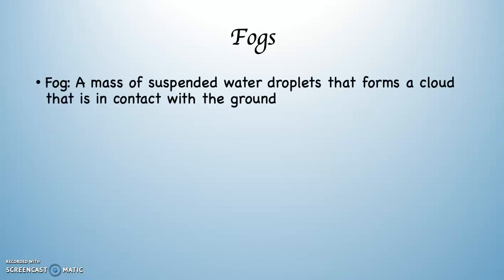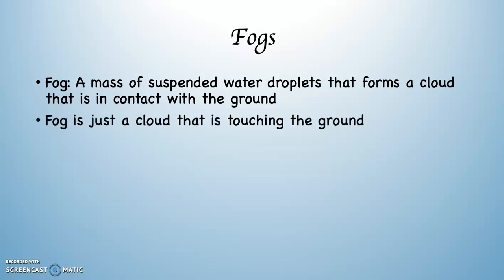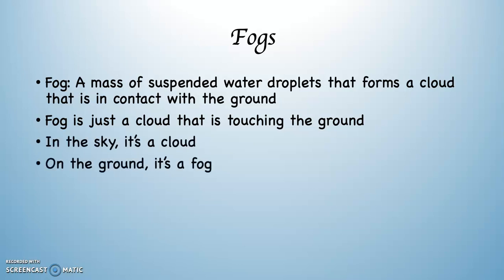What is fog? Well, fog is just a mass of suspended water droplets that forms a cloud that's in contact with the ground. That's it. Fog is just a cloud that's touching the ground. In the sky, it's a cloud. On the ground, it's a fog.